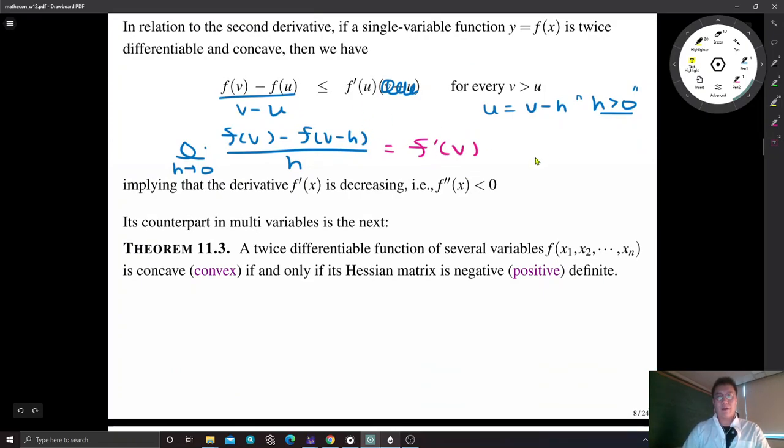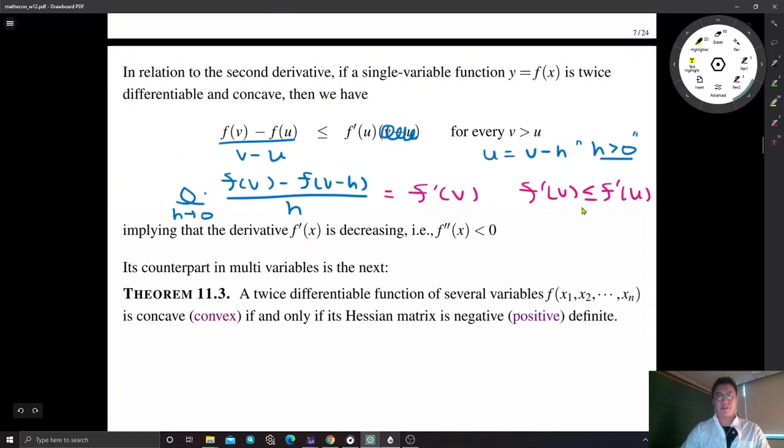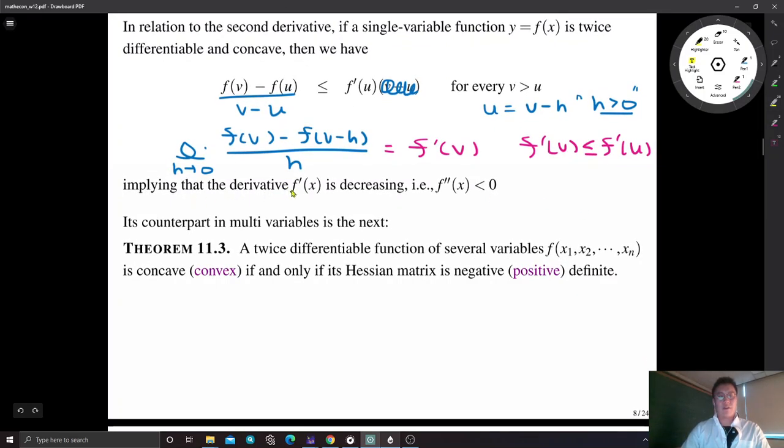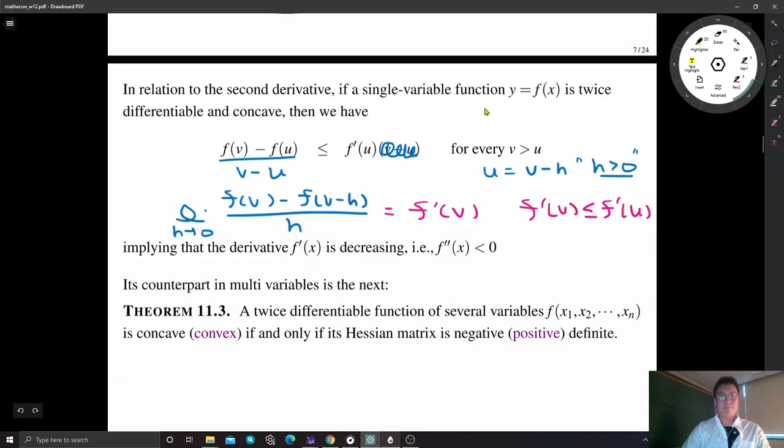So we have f prime of v is smaller than f prime of u. So the first derivative is decreasing in case of concave function. The derivative turns out to be decreasing, which means the second derivative is negative. So that illustrates the relationship between the sign of the derivative and the concave function. In case of a convex function, you have the reversed inequality. So now the derivative is increasing, so the second derivative is positive.